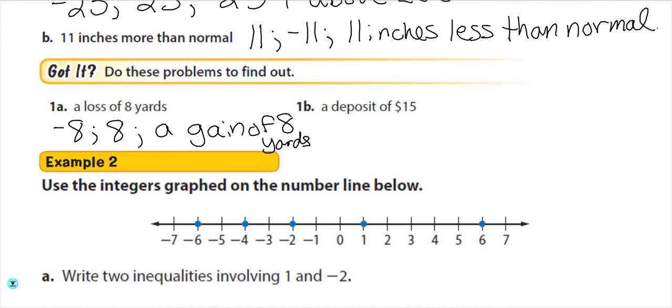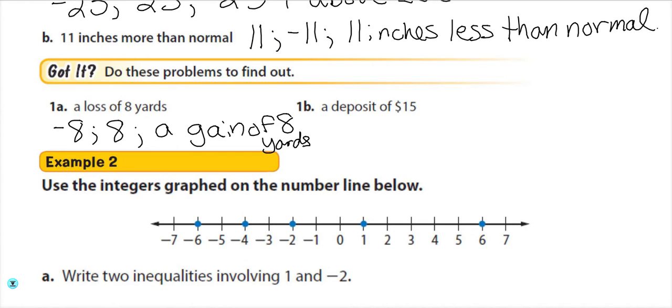All right, 1B, a deposit of $15. This one kind of trips some people up. They don't remember what a deposit is. A deposit is when you get money into your account. You're earning money, you're putting it into your banking account. If you didn't know that, go ahead and pause it and try this one on your own real quick. Otherwise, we'll continue on. So let's go ahead and take a look.